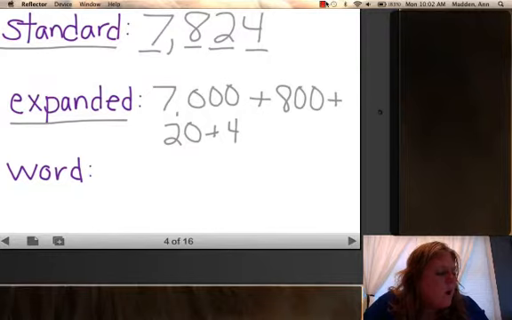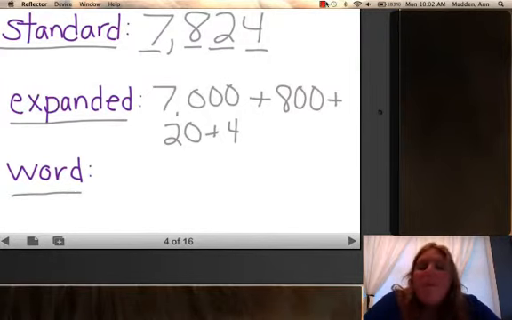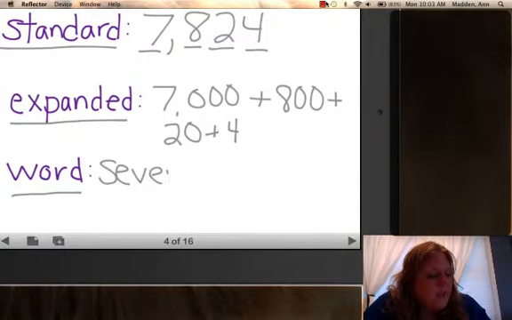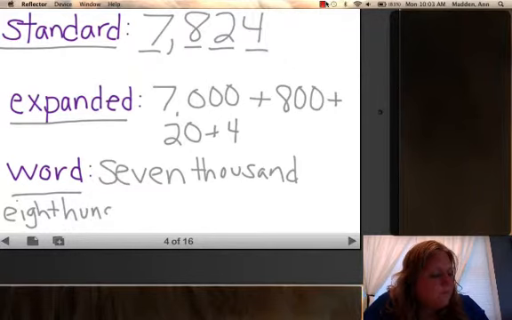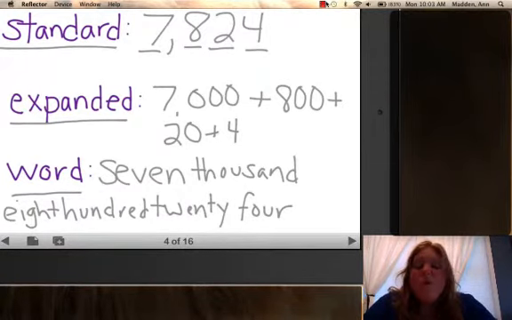The word form is one that we don't use a lot, but if you've ever seen your parents write out a check before, on that check you always have to write the word form, so it's very important to know. The word form would be 7. Each time I come to that comma, I know I'm ending a period, so 7,000. I get to my 8, would be 800. 24. Now the word form is a lot to write out, but it is important that you do know.